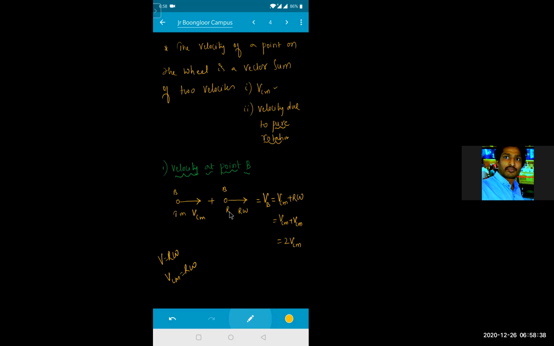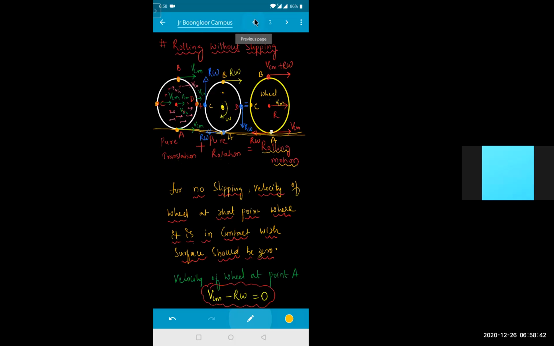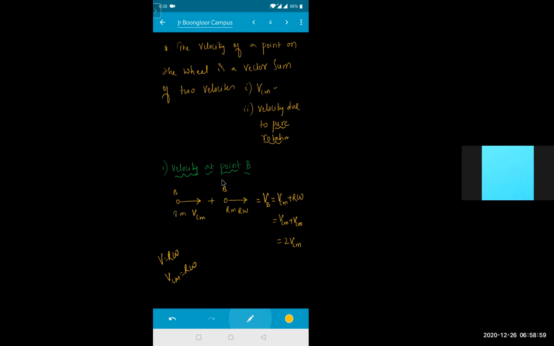This is because of translatory motion. This is because of rotatory motion at the highest position. These two I'm adding. The velocity of B in rolling motion is VCM plus R omega. So we will be writing VCM plus R omega at point B. Isn't it? Got it? Or are you getting any difference? Understood, sir.